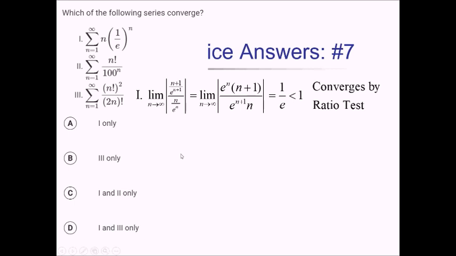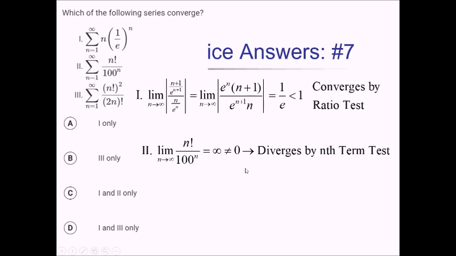Now let's take a look at option number 2. For this one, it helps to know which functions grow faster than others. If you take the limit as n approaches infinity on this one, you'll see that n factorial is a much faster growing function than really any exponential function. So this goes to infinity. Since that's not 0, this series diverges by the nth term test. So anything that has 2 in it can be eliminated, so choice C is out.